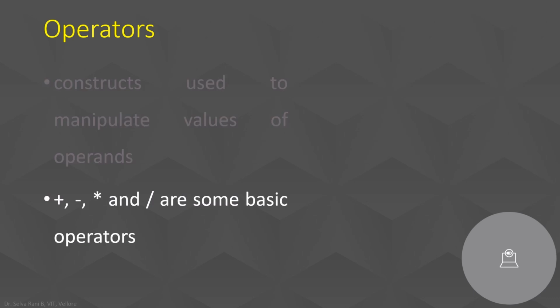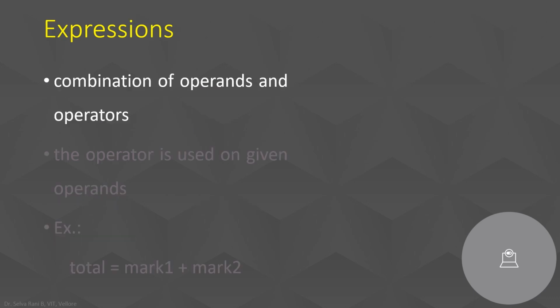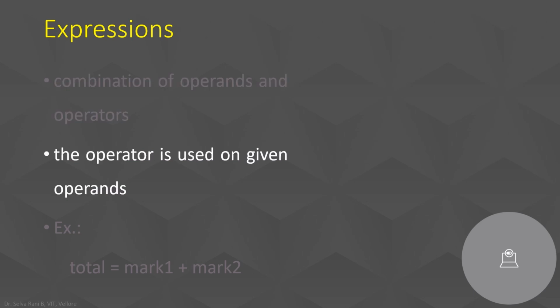The basic operators we know already are plus, minus, star and slash, which represent the operations addition, subtraction, multiplication and division. What is meant by an expression? The combination of operands as well as operators is called an expression. An operator is used on the given operands and manipulates them.